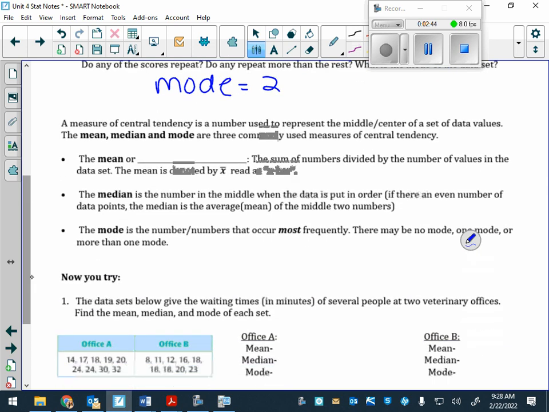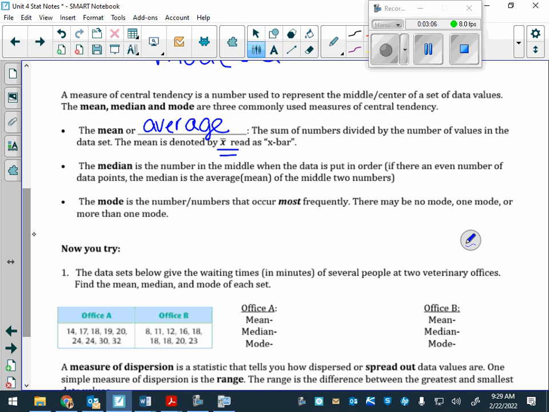The mean, or the average, is the sum of numbers divided by the number of values in the data set. When we get to the calculator, which we are today, the mean is denoted by x bar, an x with a line over it. The median is the middle number. We know this already. The mode is the most frequent or the most common.